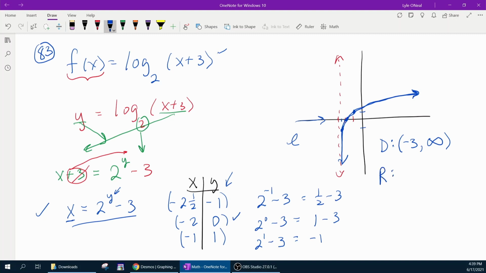And the range is bottom to top. Notice that this graph is going to go down forever, so it's going to go down to negative infinity. And as it goes to the right, it is also going to continue to increase, and it will keep going up forever to positive infinity. So there's our domain and range for this particular graph. And that's going to do it for this lesson.